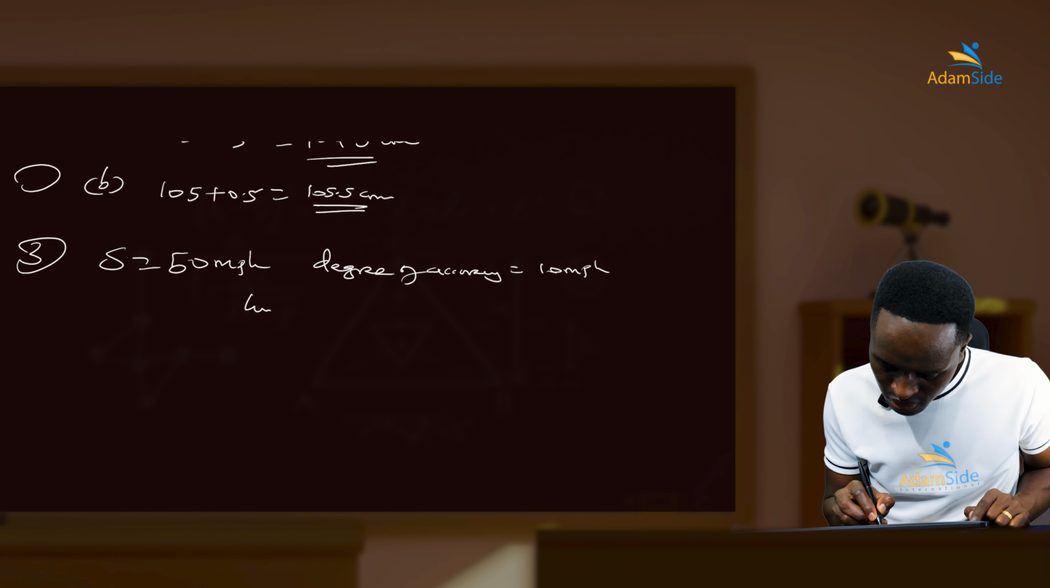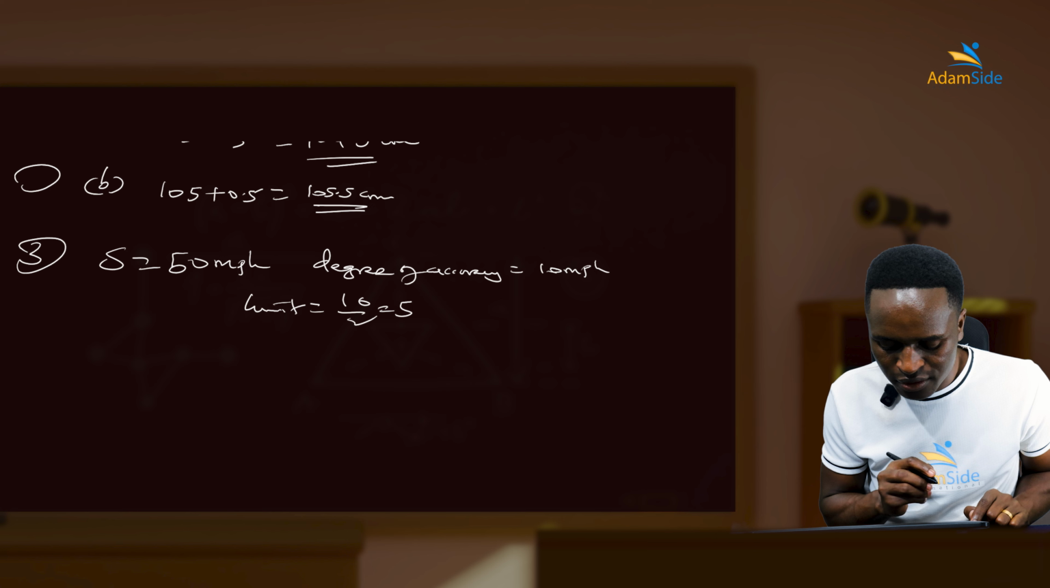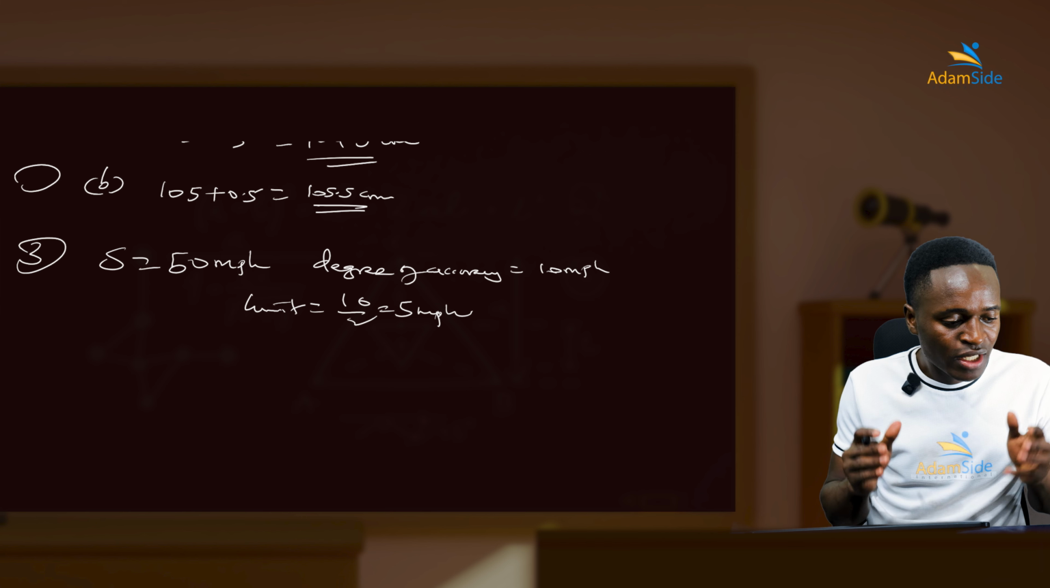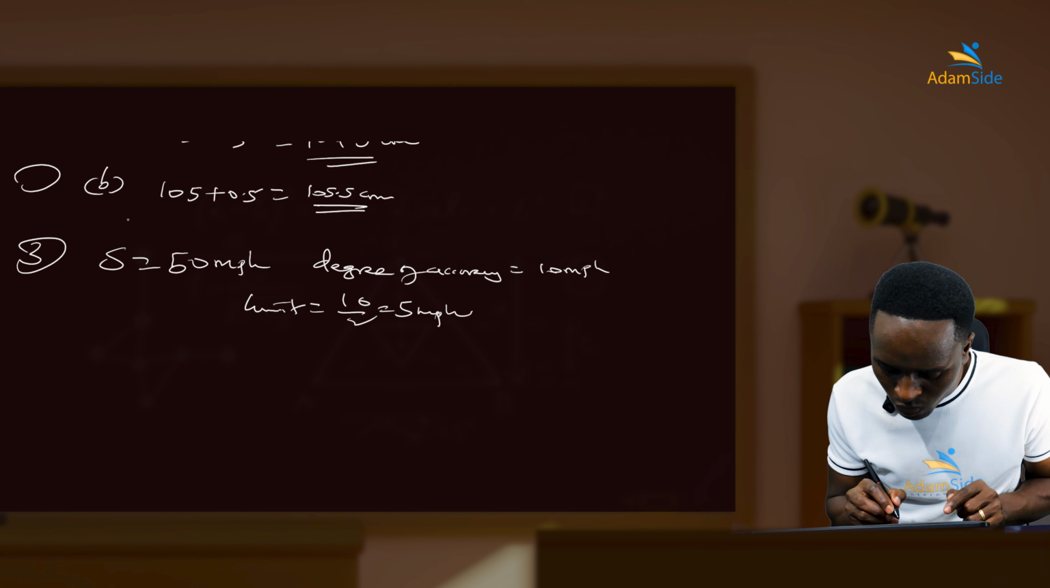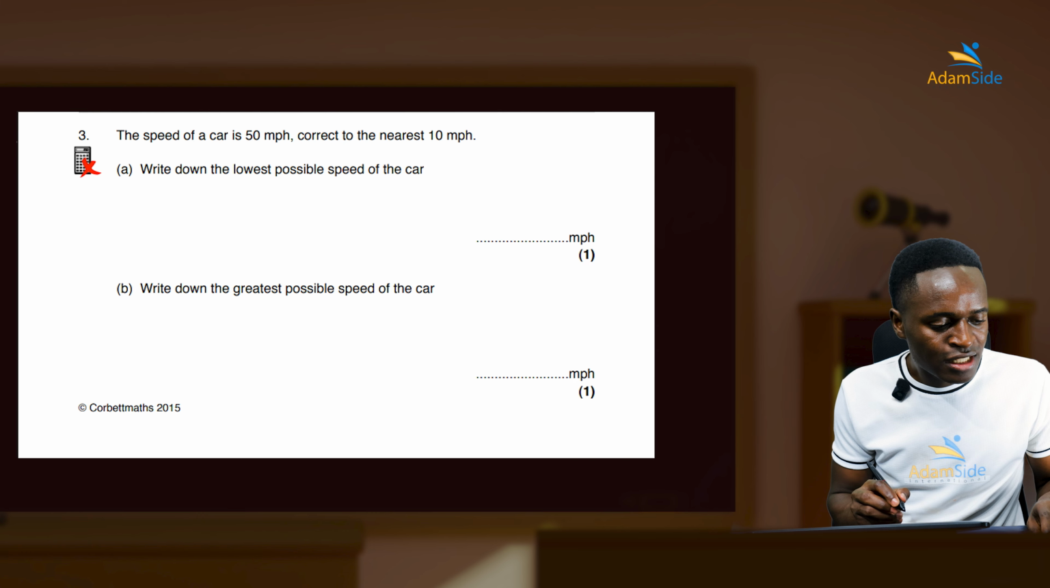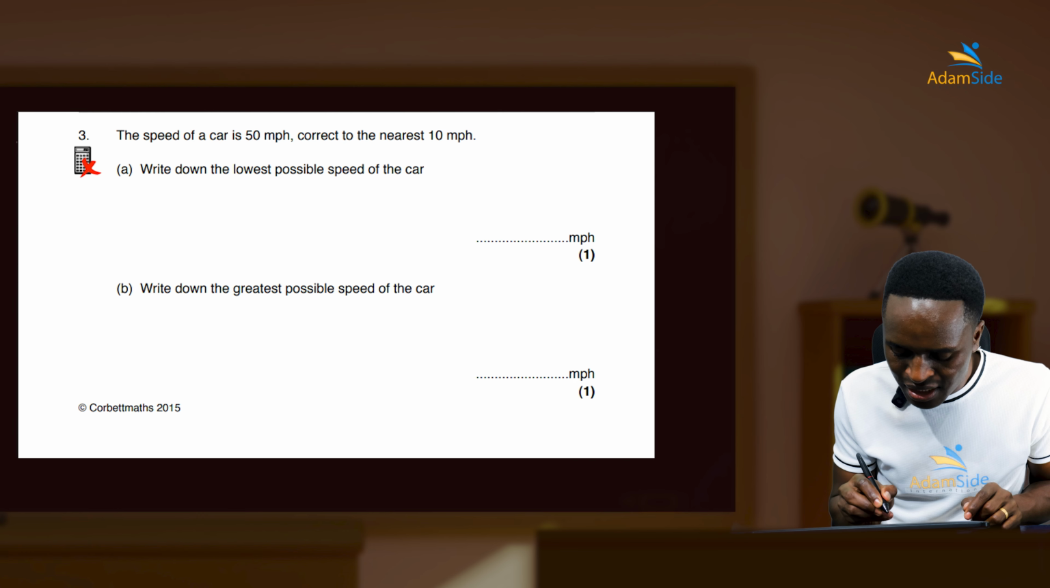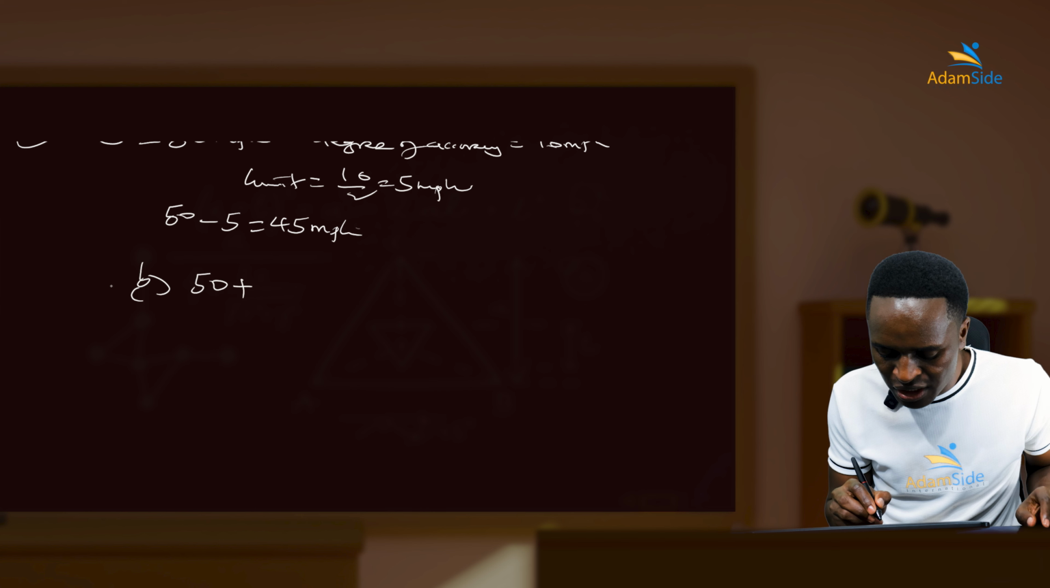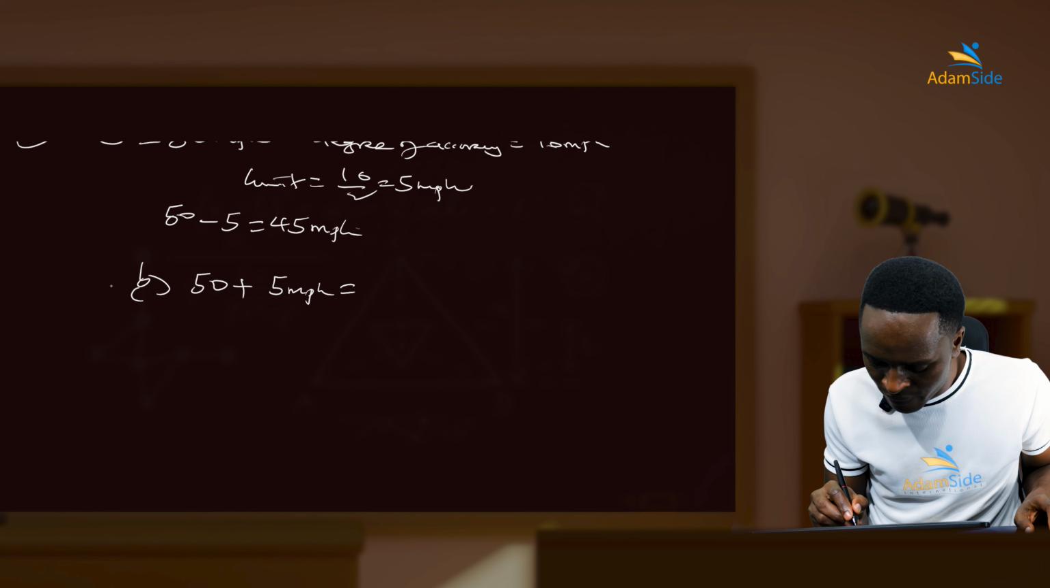Now, the limit: you take the degree of accuracy, 10 divided by 2, and you get 5 miles per hour. That's what you add to get the upper bound. So they say, write down the lowest possible speed. The lowest possible speed will be the actual number, 50 minus 5, which is 45 miles per hour. For B, the greatest possible speed of the car is the actual speed, 50 miles per hour, plus the 5 miles per hour limit. You get the upper speed, which is 55 miles per hour.